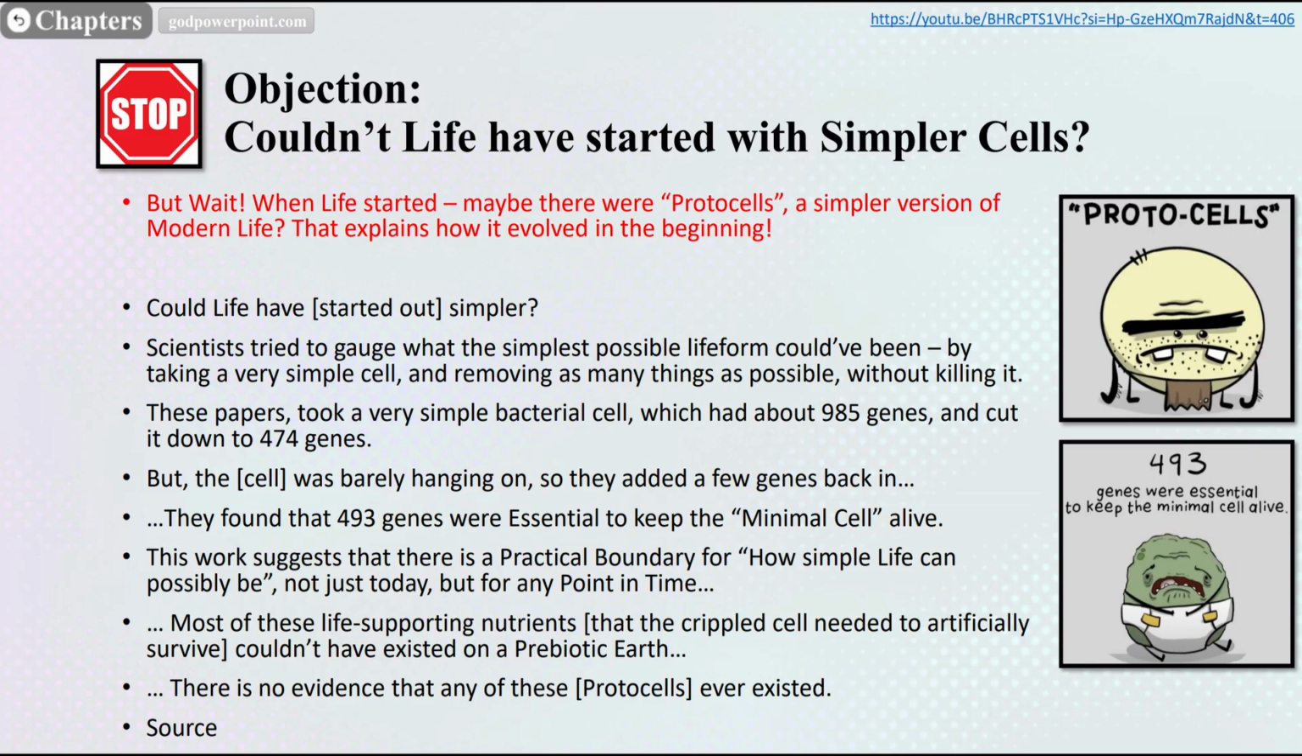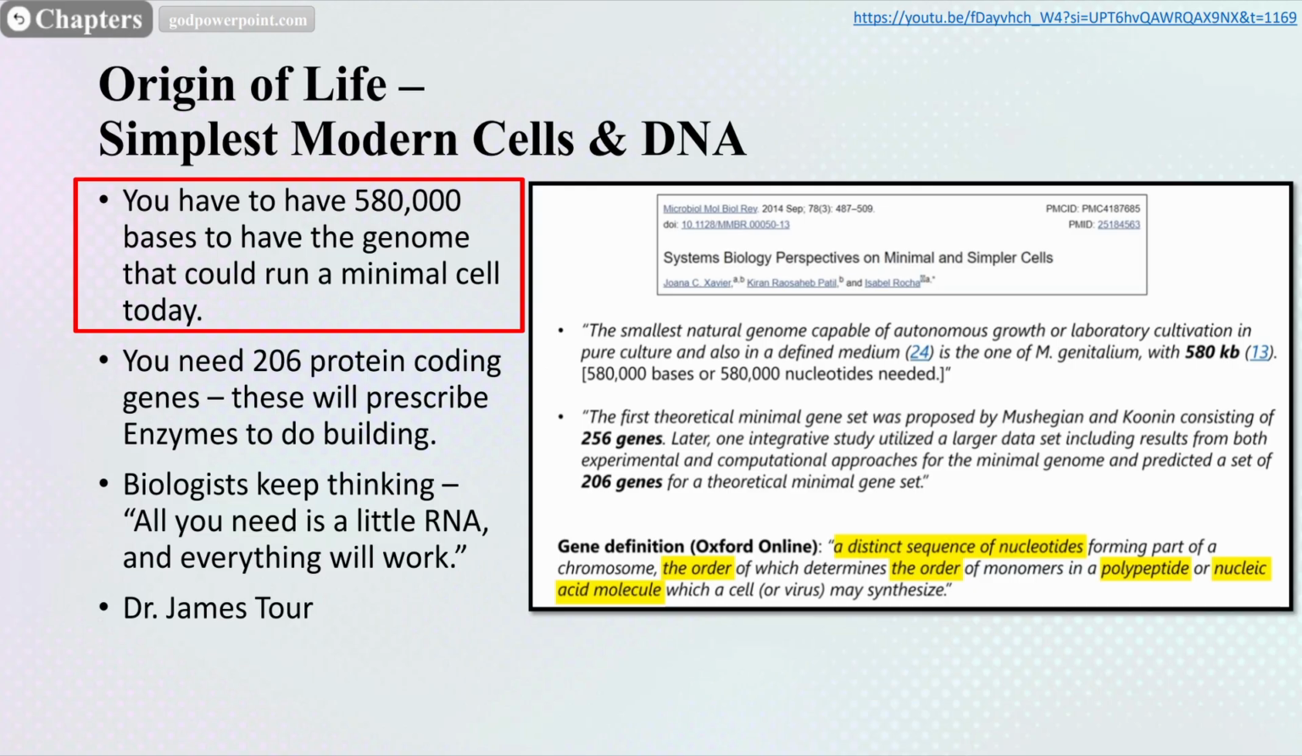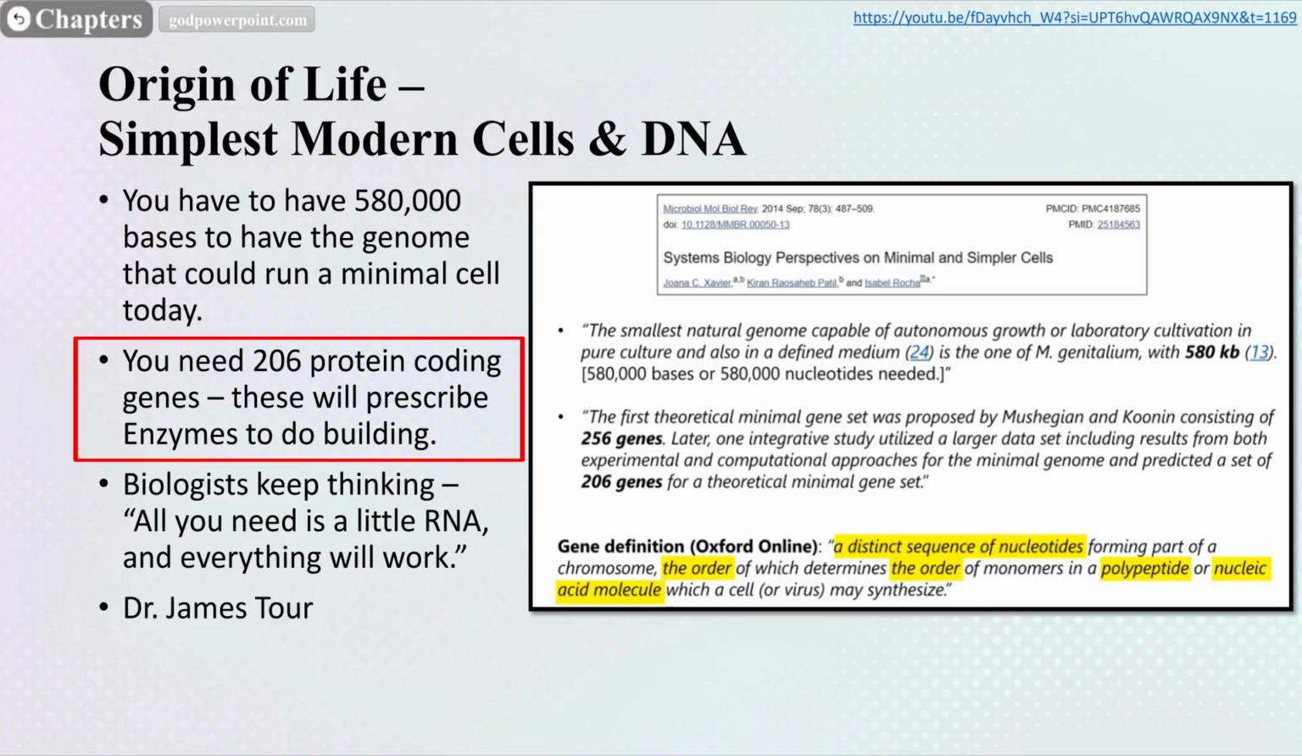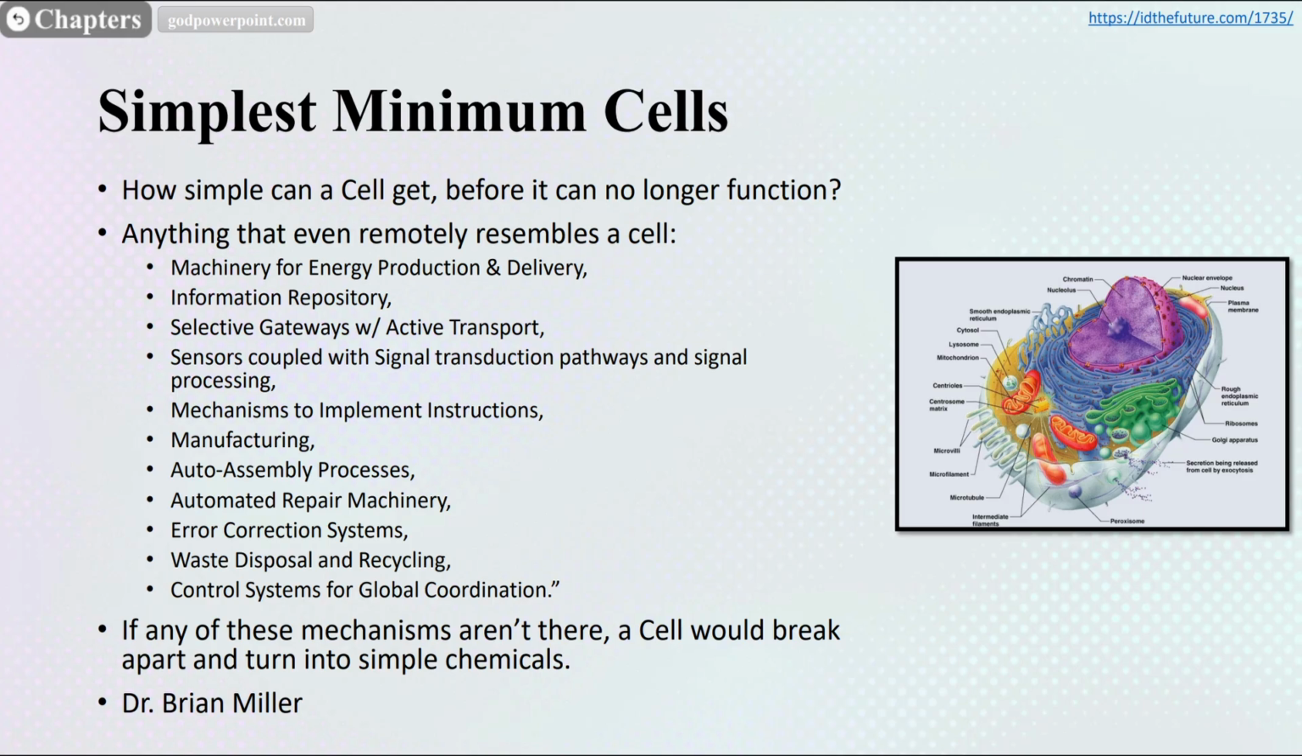The complexity of the cell makes it difficult to imagine the jump from non-life to life. You have to have 580,000 bases in the genome. You also need 206 protein-coding genes. This again shows how much design even the simplest cell requires. If all of these functions didn't exist at the same time, the cell would simply break apart and die.